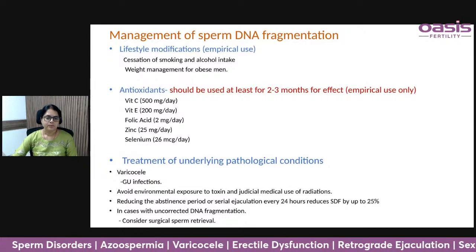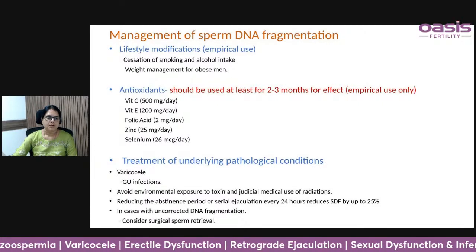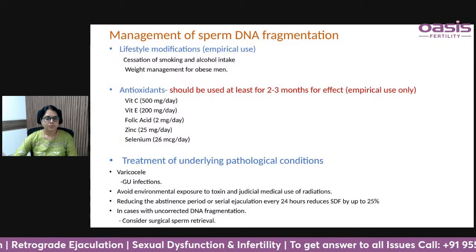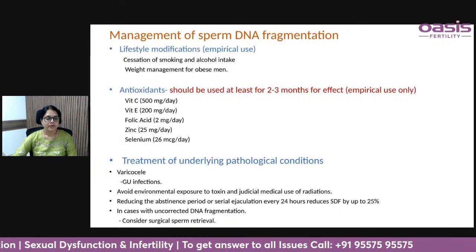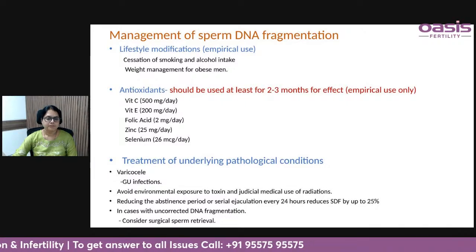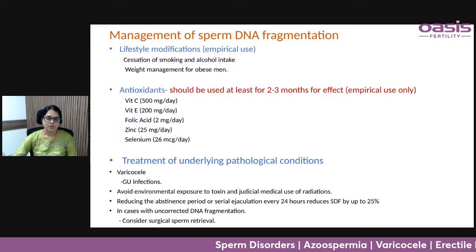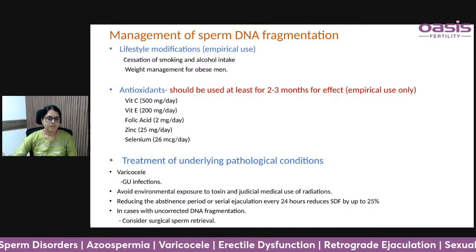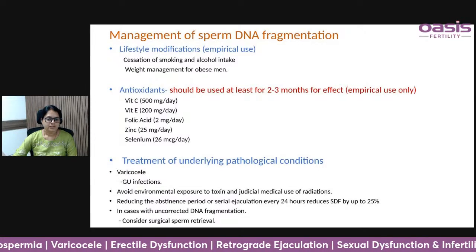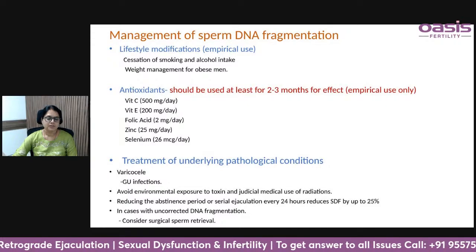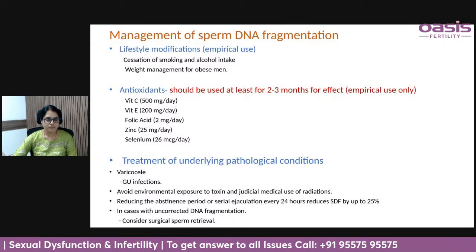Then how do we manage this sperm DNA fragmentation? It mainly requires lifestyle modification like cessation of smoking and alcohol intake, weight management for obese men, then use of antioxidants. They should be used for at least 2 to 3 months for effective outcome. They are all empirical use, like vitamin C, vitamin E, folic acid, zinc, selenium, and if any underlying pathologies are present, then we have to treat the pathologies like varicocele.